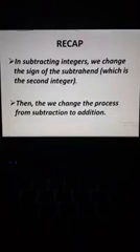Now, let's recap. In subtracting integers, we change the sign of the subtrahend, which is the second integer. Bear in mind that we don't alter the first integer, which is your minuend. We keep the minuend as it is. Next, we change the process from subtraction to addition. From then on, we follow the rules in adding integers.